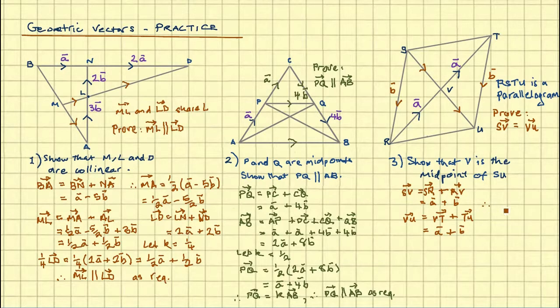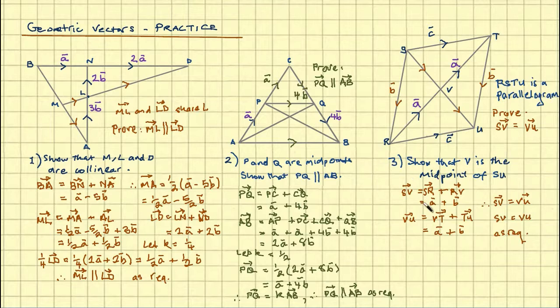Therefore, S to V is equal to V to U, which means that SV equals VU, which was what we needed to show, as required. Okay.